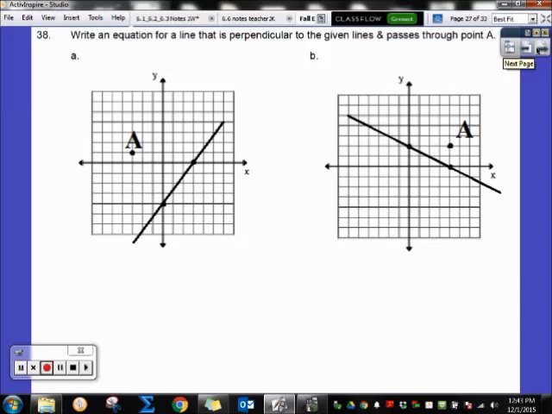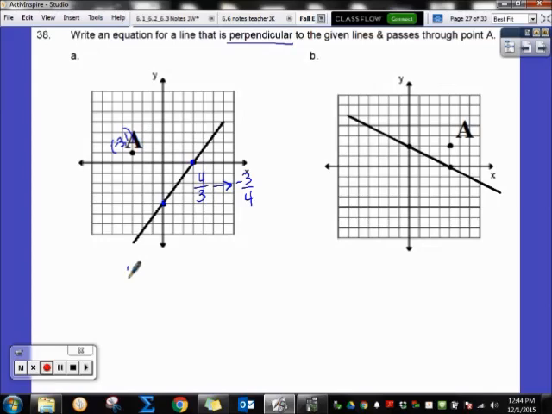So first thing we need to do is calculate the slope of the line that we have. If I go up 1, 2, 3, 4, over 1, 2, 3, the slope of that line is 4/3. But when you see perpendicular, you should think opposite reciprocal. So my new line has to have a slope of negative 3/4. The point that I am dealing with is negative 3, 1. And then I can just use that information to write an equation.